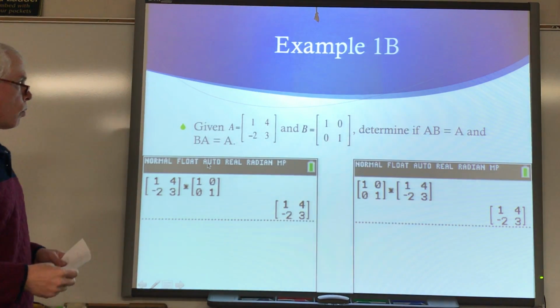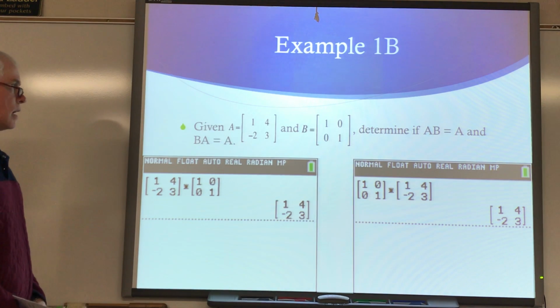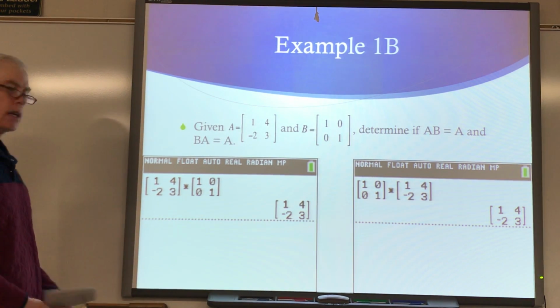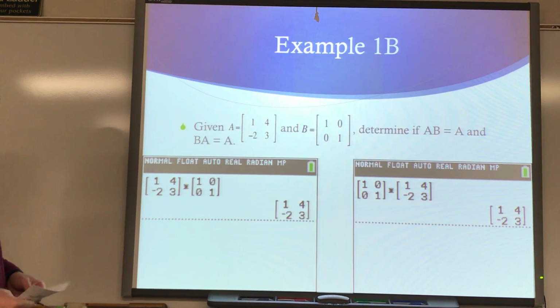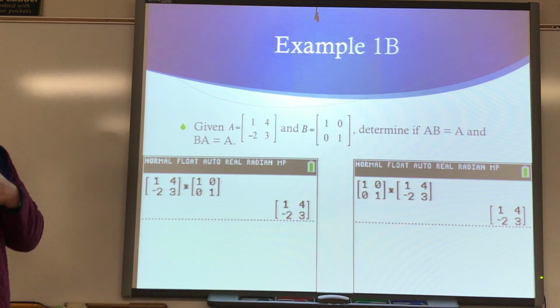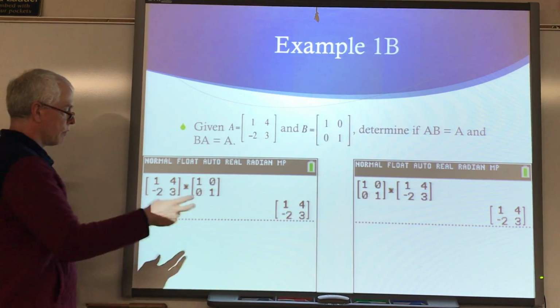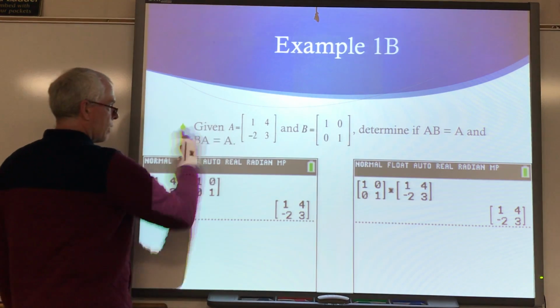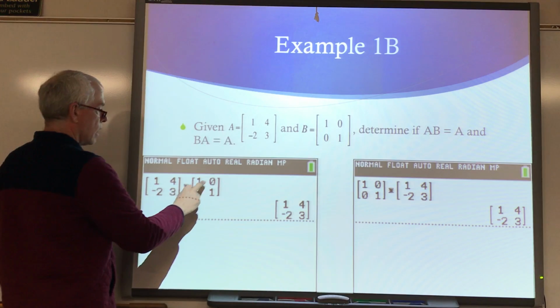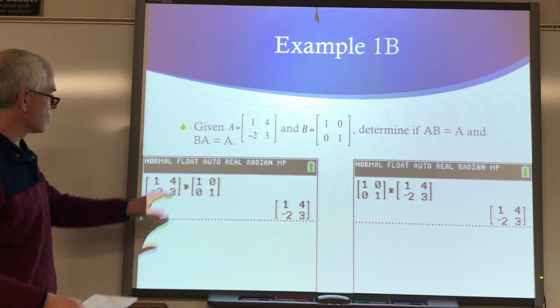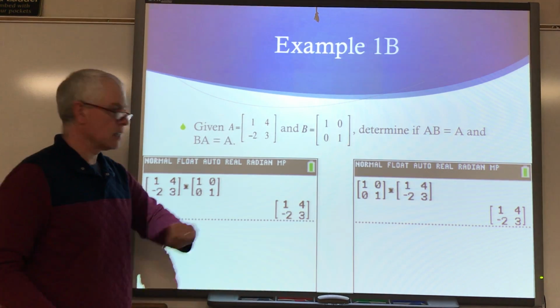Okay, example 1b, given A and B, determine if A times B is A and B times A is A. Easiest way to do this is on the calculator, you guys. So if you remember, if you hit alpha zoom, it gives you the dimensions, and you can go ahead and then just plug them in. So I went alpha zoom, I created a 2 by 2, I put that matrix in, and then times, I did alpha zoom again, put that matrix in, and multiplied them. Sure enough, that's matrix A.